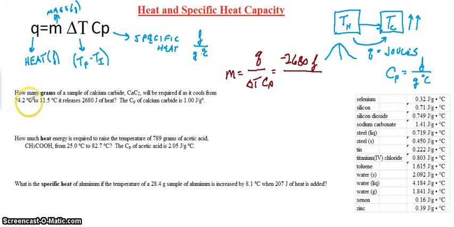My delta T is between 74.2 and 11.5, so I take the final, 11.5, minus the initial, 74.2. I did that ahead of time, and I think it came out to negative 62.7. Hopefully I did not make a mistake there. That's times the CP, which is given in the problem as 1.00. If you do the units, this would be degrees C, and this would be joules per gram degree C. So the joules will cancel, the degrees C will cancel, and I'll be left with grams, which is what I want.